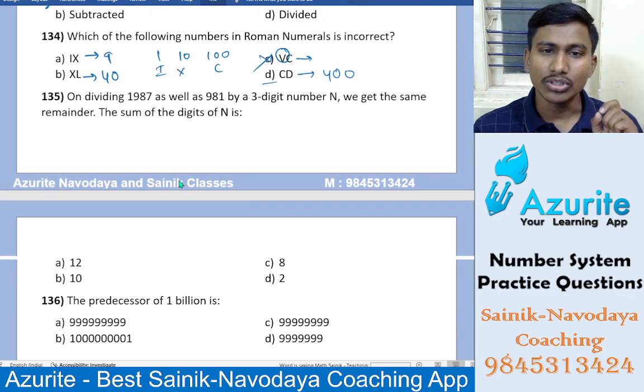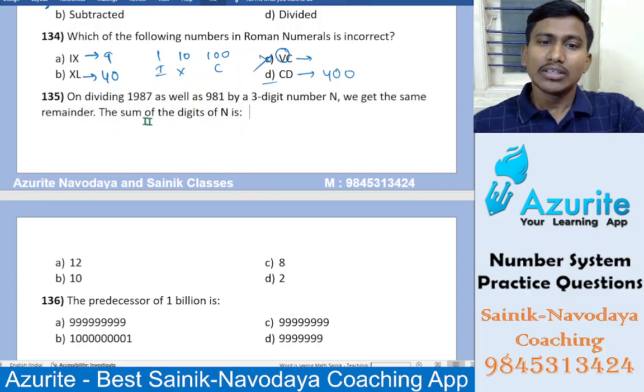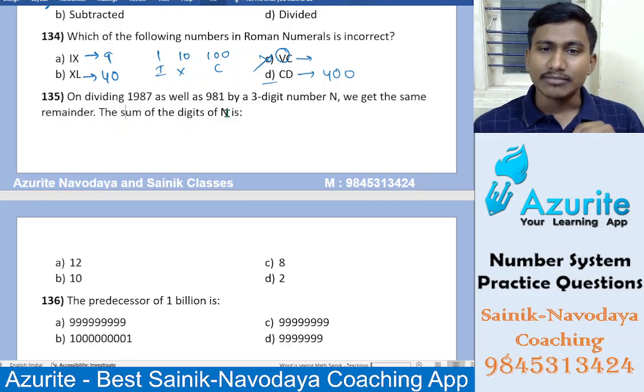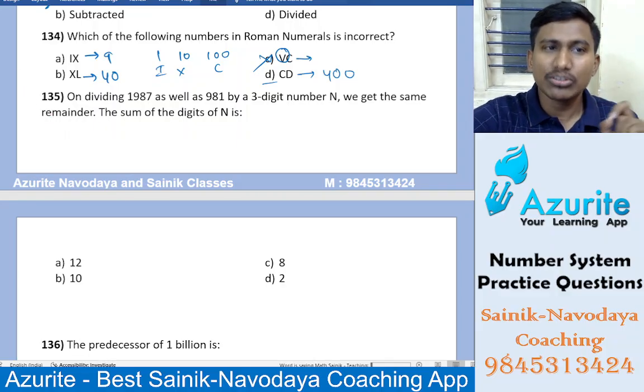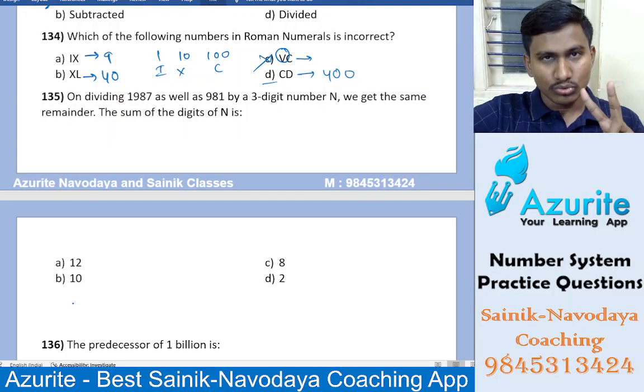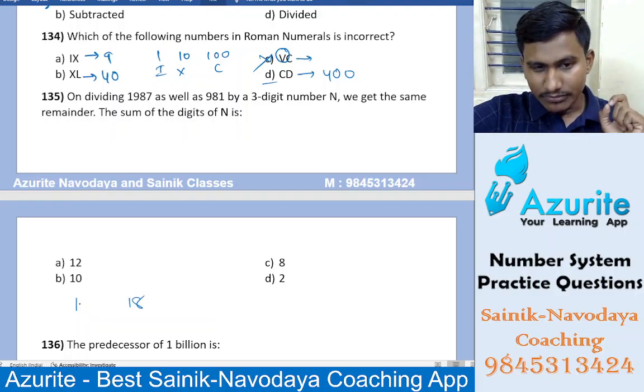Okay. Now question 135. On dividing 1987 as well as 1981 by a 3-digit number n, we get the same remainder. Then the sum of the digits of n is, they are asking, right? So let us take it. Let's understand. I will first explain with an example. Let us take smaller numbers, 15 and 18.